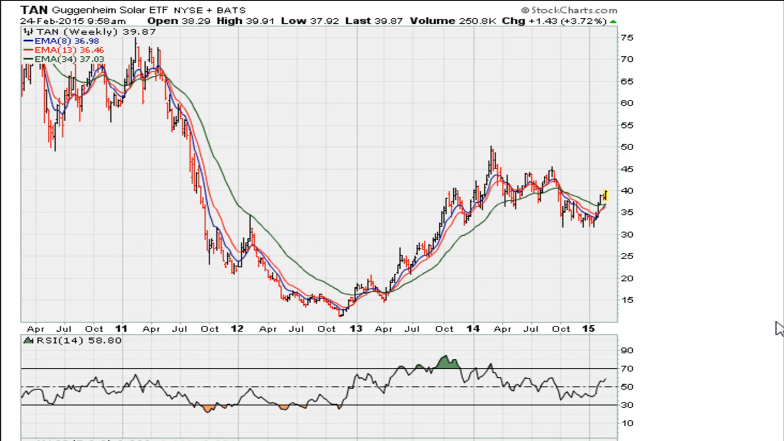Let's take a look at one more example. It is TAN, the solar ETF. Now you can see there was a big plunge off these highs that kept the solar space in a bear market for a couple of years there. Now you can see that the break point of these highs there came during this RSI break. So there was a break point somewhere there.